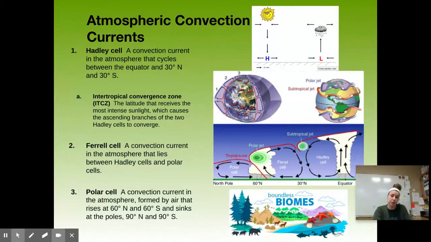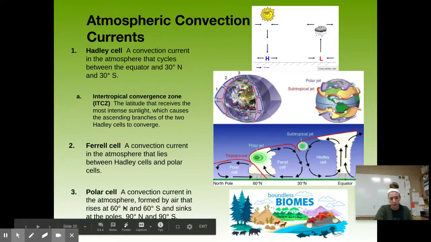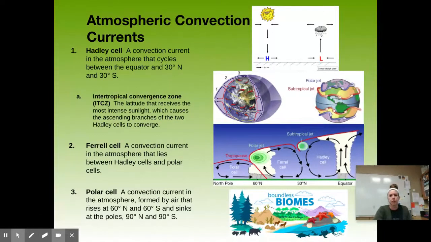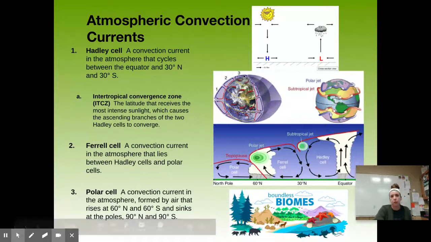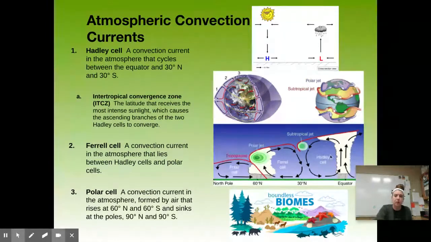Your Ferrel cells are really just kind of like a little sandwich product next to the polar cells. So you should have these definitions in the book. The polar cell is just the cell located up at the poles. It is one of the smaller cells. It is the least active, simply because it is not being driven as hard by heat as the Hadley cell is.